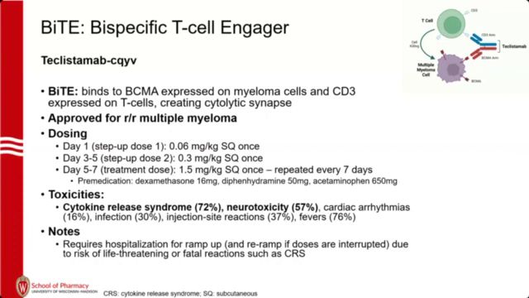The dosing schema is here on the slide. You have 2 step-up doses before you hit your treatment dose. This requires hospitalization for ramp-up as well as re-ramp-up, those ramp-ups being the step-up doses on the slide, due to the risk for life-threatening or fatal reactions such as cytokine release syndrome. Whenever we activate those T cells, we have the risk of overactivating those responses, leading to cytokine release, which we'll talk more fully about during the CAR T section coming up.